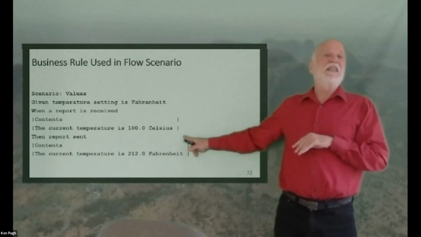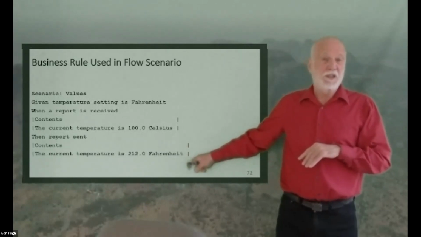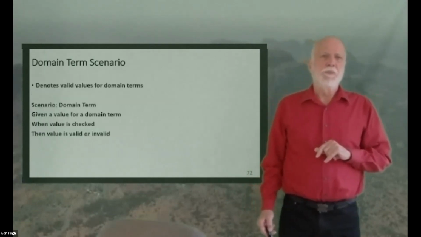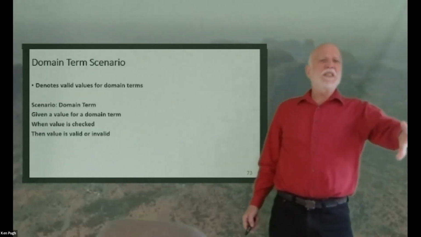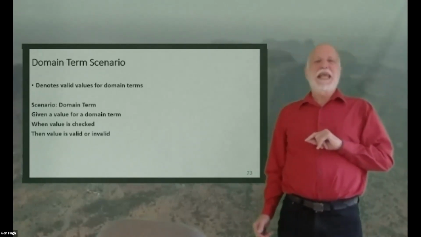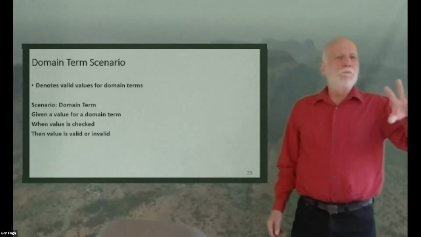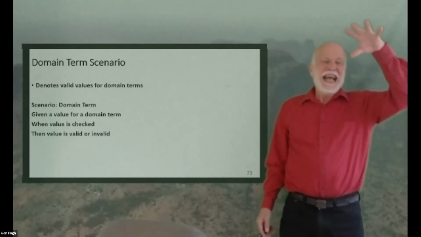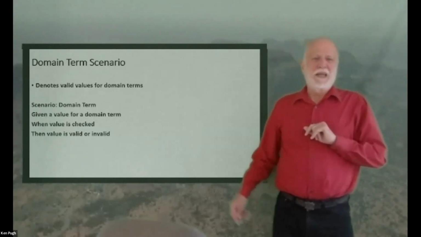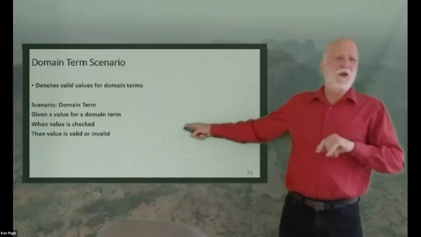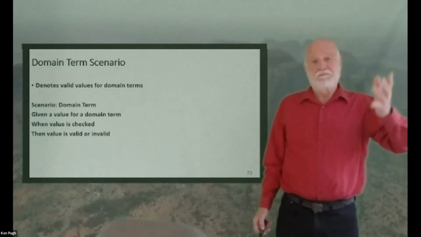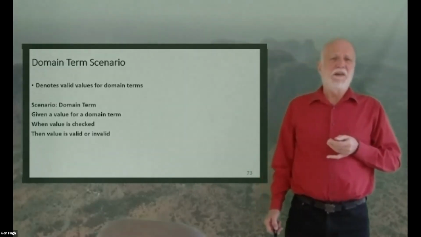We had our business rule conversion. We actually now have the text itself. And to show an example of the text in that is how it's used. So we have our business rule. Now, how about domain terms? Domain term scenario. The valid values for domain terms. Now you can look at it saying, given a value for domain term, when it's checked, is a valid value, valid or not. Okay, that's the long form of it.